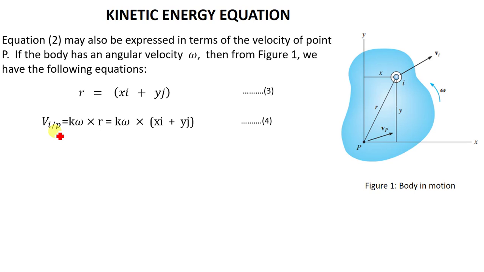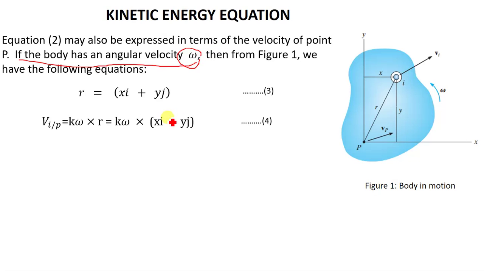with reference to the point P. The velocity of this object, this mass, with reference to point P. How do you find that? We consider that this object has an angular velocity which is omega, meaning it's also rotating.